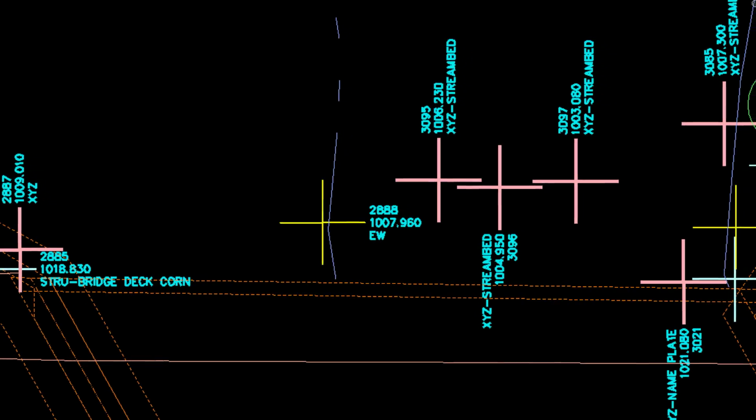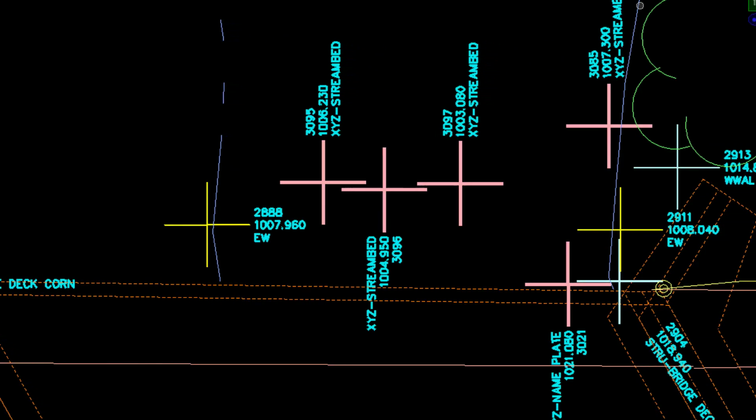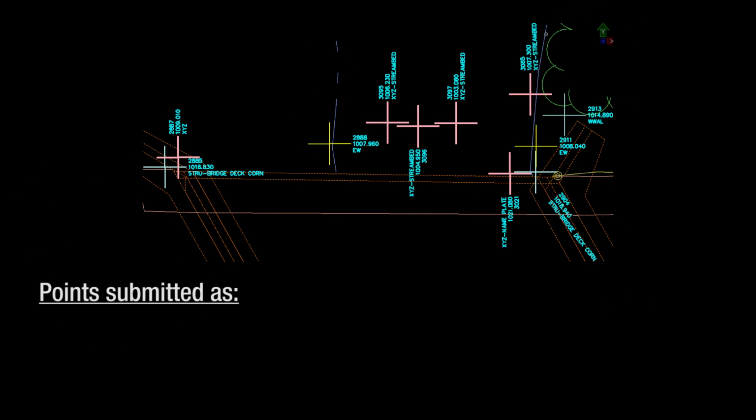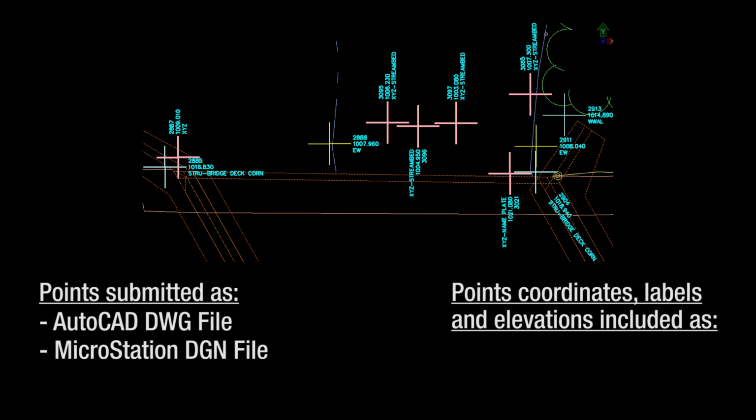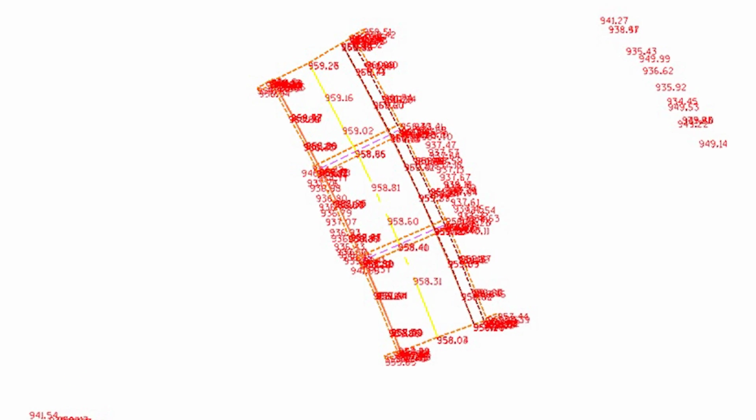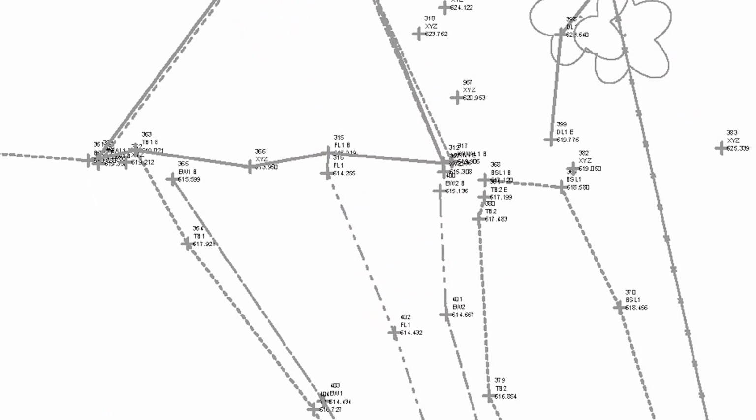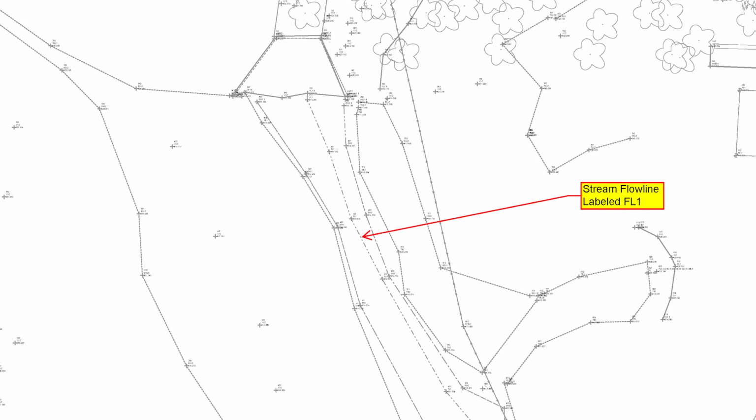Stream survey points are requested at several locations and are used to construct a hydraulic model of the river or stream. Points should be submitted as an AutoCAD DWG file and MicroStation DGN file. The point coordinates, labels, and elevations should be included as a CSV file. Cross-section points should be collected in the river or stream, between edges of water perpendicular to the channel. It is most important to survey several points in the channel and on the stream banks. Fewer points are needed outside the banks where the surface is flatter.